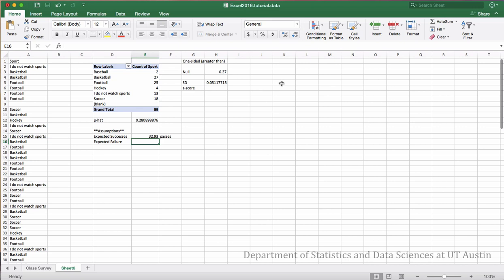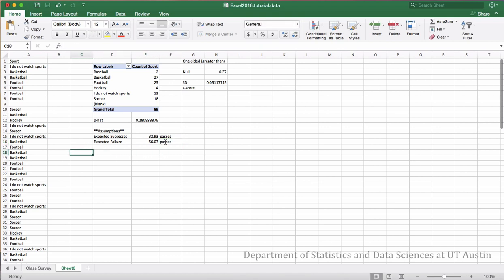Now we want to do the same thing for failures. I'm going to take my sample size. Now if 37% of people prefer the sport football, that means 63% of people chose some other sport. So I'm again multiplying by its complement, which is 1 minus that value there. It's at least 10, so it also passes.